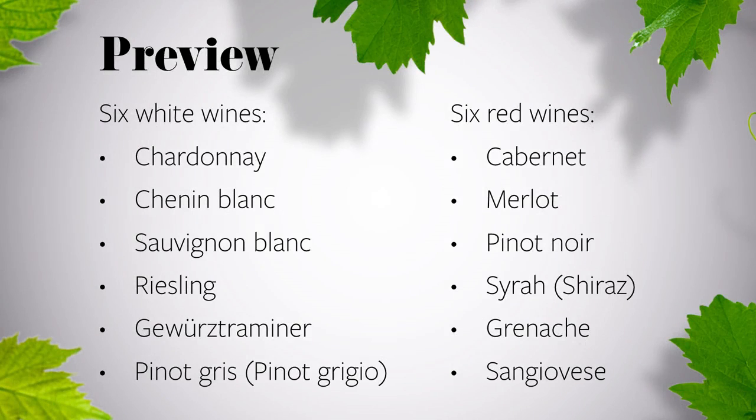So just to give you a preview, I'm going to be talking about a series of 6 white wines and 6 red wines. The 6 white wines that we'll consider are going to be Chardonnay, Chenin Blanc, Sauvignon Blanc, Riesling, Gewürztraminer, and Pinot Gris or Pinot Grigio. The reds that we'll go ahead and detail are Cabernet, Merlot, Pinot Noir, Syrah, Grenache, and Sangiovese. There are a few more that I could have added to either of those lists, but perhaps we'll leave those for your special assignment at the end.